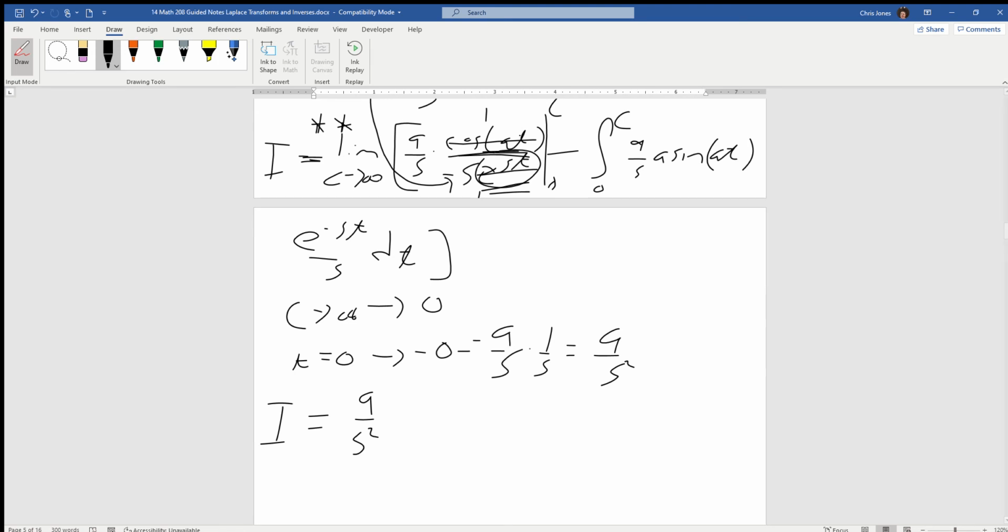And then we have minus the limit as c approaches infinity of, now check this, we have a and a, so that's a squared. We have s and s, which is 1 over s squared as well. All right, so we get a squared over s squared of the integral from 0 to c of sine at e to the minus st dt.